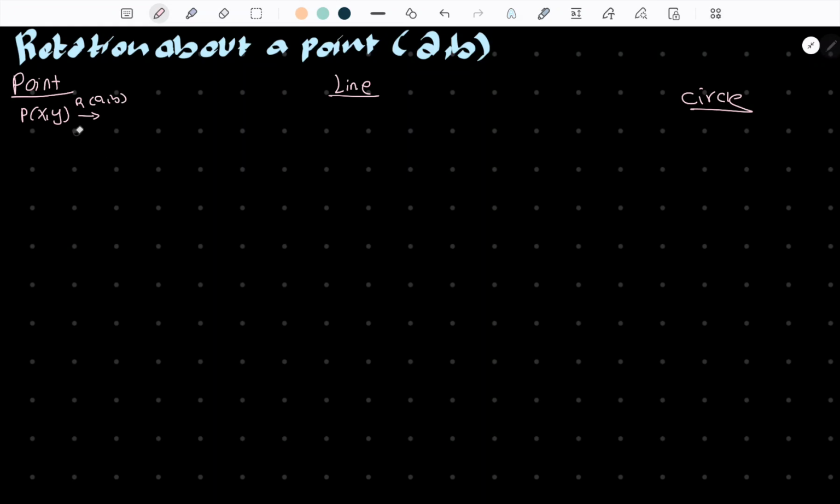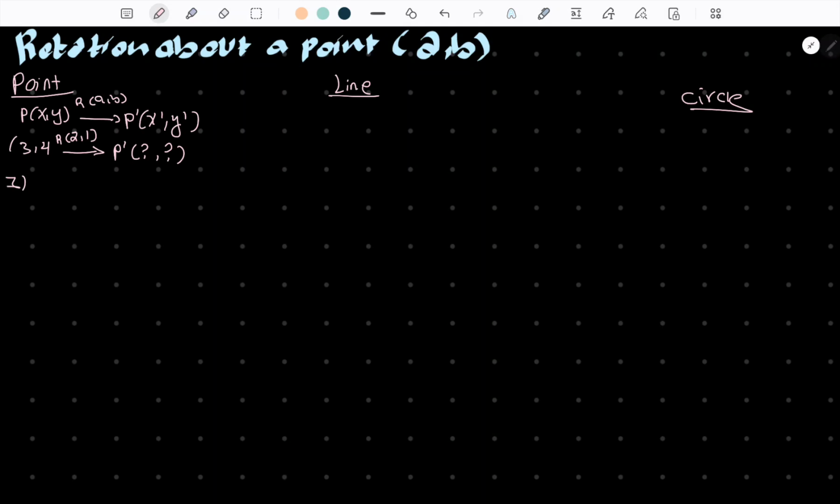A comma B, then we need to follow the following steps, okay? So let's do it with an example. Let's say we want to rotate 3 comma 4 about a point 2 comma 1, and we need to know what x prime and y prime are.